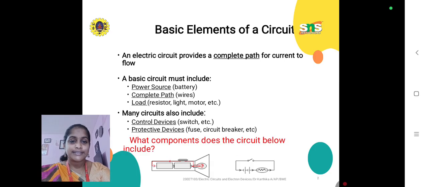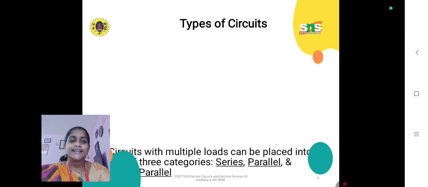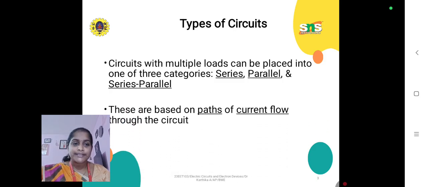See the diagram. What components does the circuit below include? It includes a load, path, source and control. Now, types of circuits. Circuits with multiple loads can be placed into one of three categories. The types are series and parallel. These are based on the paths of current flow through the circuit.